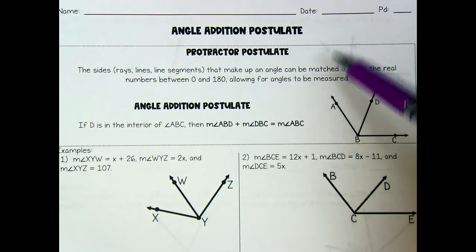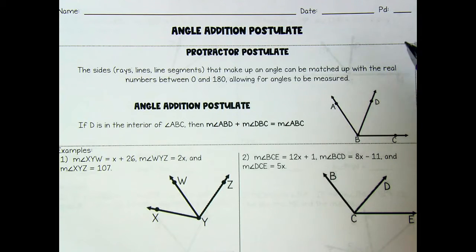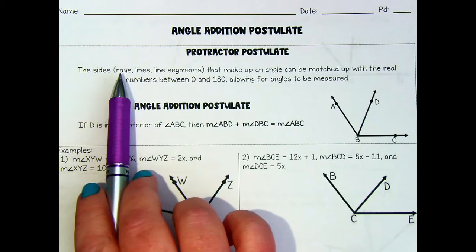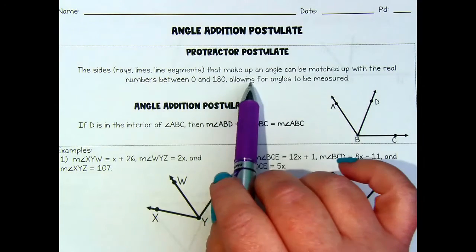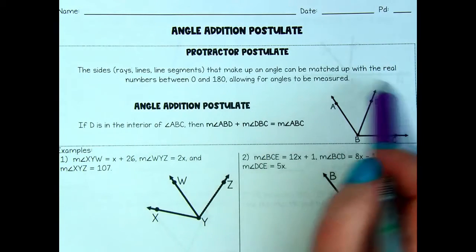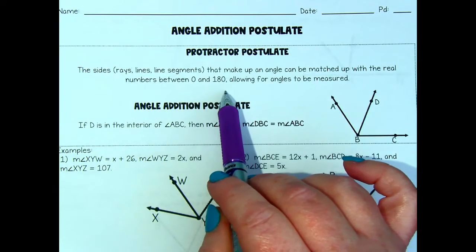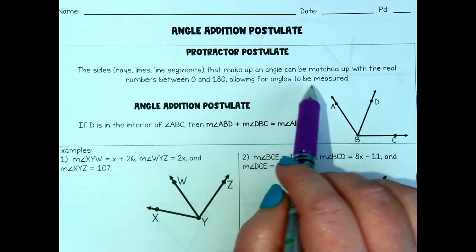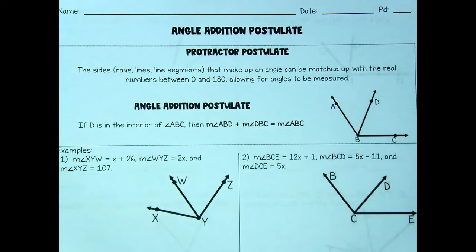Before we get to the angle addition postulate, we have to talk about the protractor postulate. That states that the sides, rays or line segments that make up an angle can be matched up with the real numbers between 0 and 180, allowing for angles to be measured. All that really says is that we can use a protractor to find angle measurements. We're not going to be using a protractor right now, but we will at some point in the future.